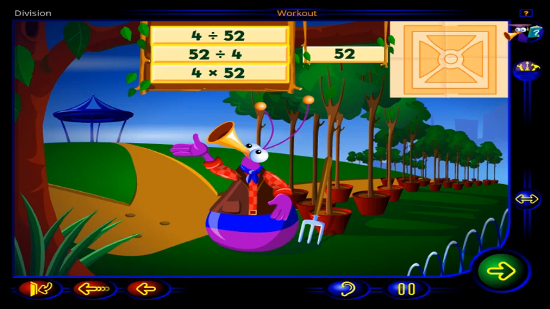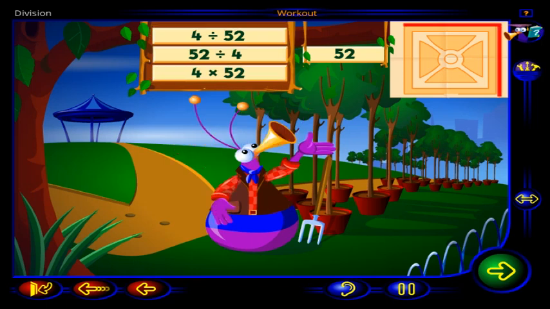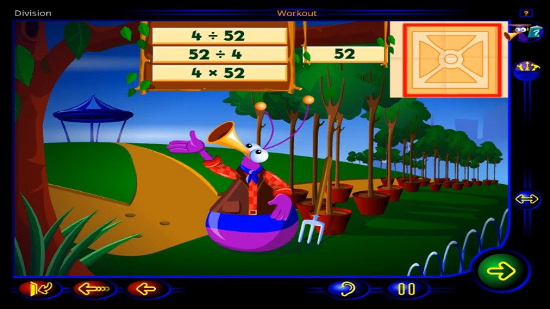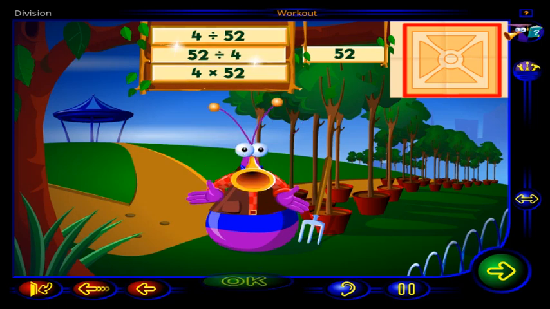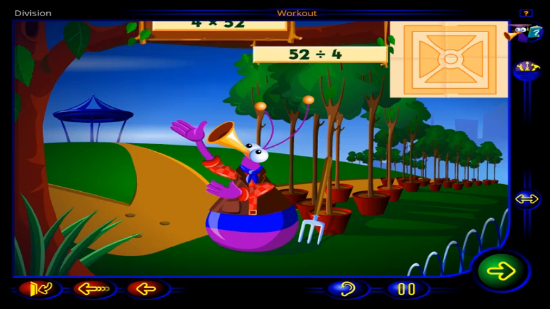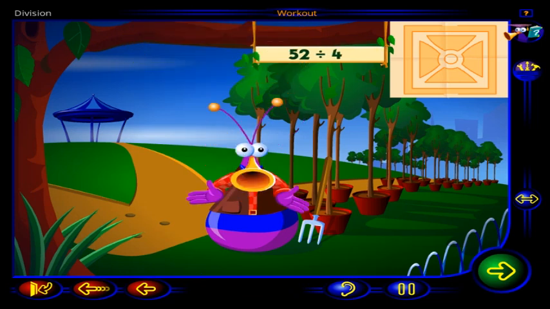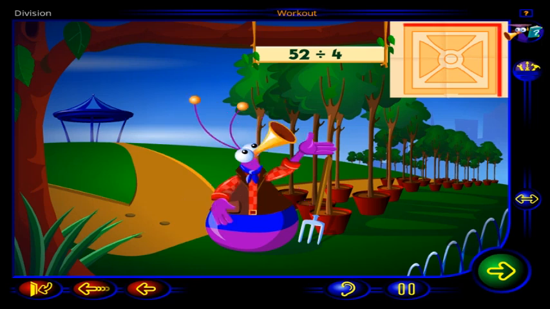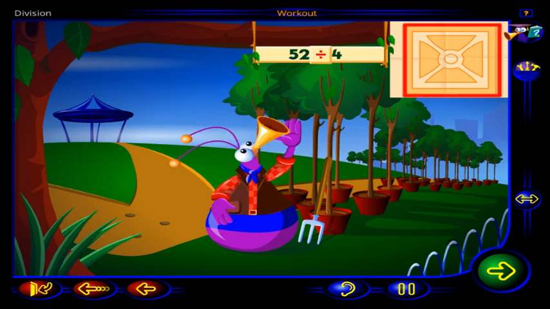Which number sentence would you use to find how many trees you should plant on each side? Click on a number sentence, then click OK. That's right. You use this number sentence. To find the number of trees you need for each side of the park, you divide the number of trees, 52, by the number of sides, 4.